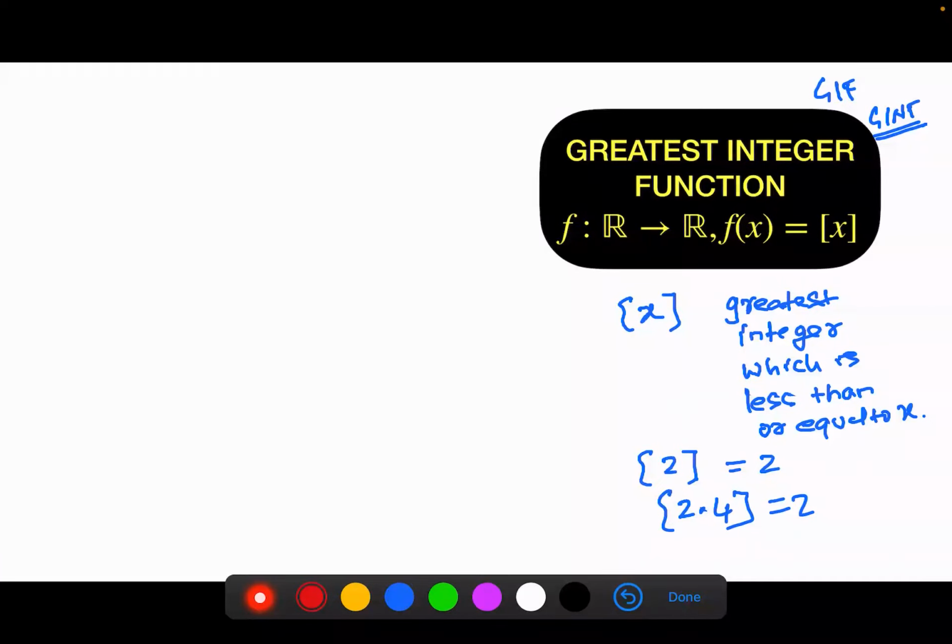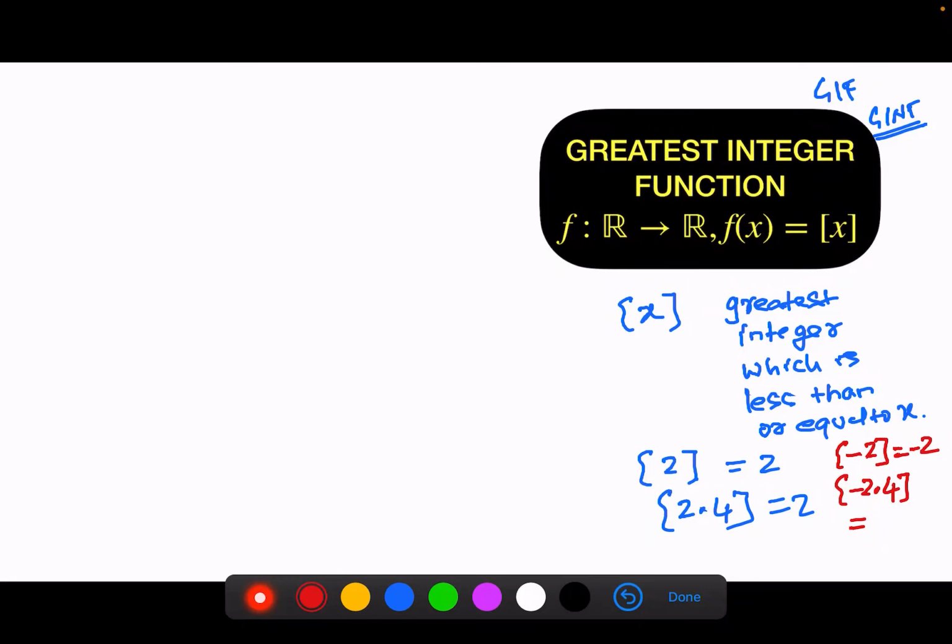So suppose I have minus 2, it will give minus 2. But suppose I have minus 2.4, what do I get? Guys, what do you think I'll get with minus 2.4? What is that, Harsha? Minus 2? Is minus 2 smaller than minus 2.4?